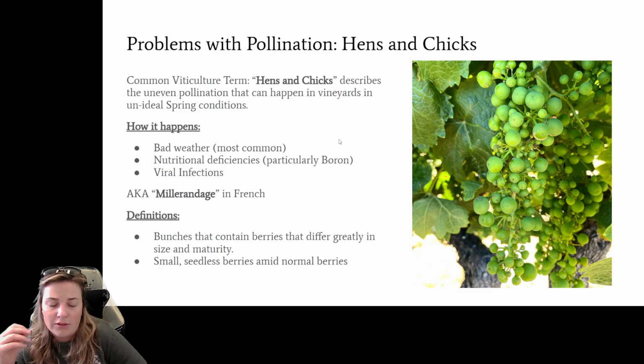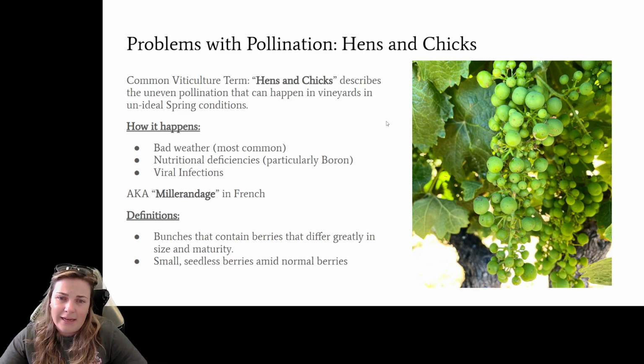So it can happen through just unideal spring conditions. You have bad weather, if you have nutritional deficiencies, viral infections, that can all affect it. It's also commonly called millerandage in French. I don't speak French, so I'm sorry if I butchered that. But that can happen as well, right? So you'll see a lot of bunches that contain berries that differ greatly in size and maturity, and then small seedless berries amid normal berries as well, right? So the analogy, hens and chicks, hens would be like the larger berries, and then chicks are like the underdeveloped tiny berries in the cluster.